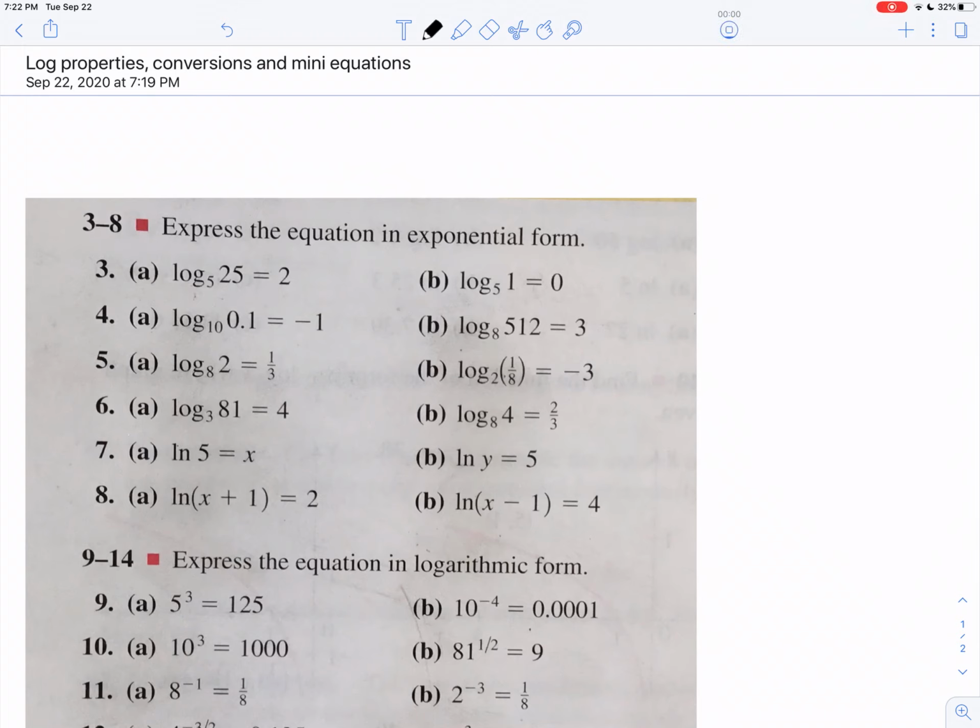Okay, guys, here we go. This is the second part of the log properties conversions video. So I think, yeah, I called this video 5.